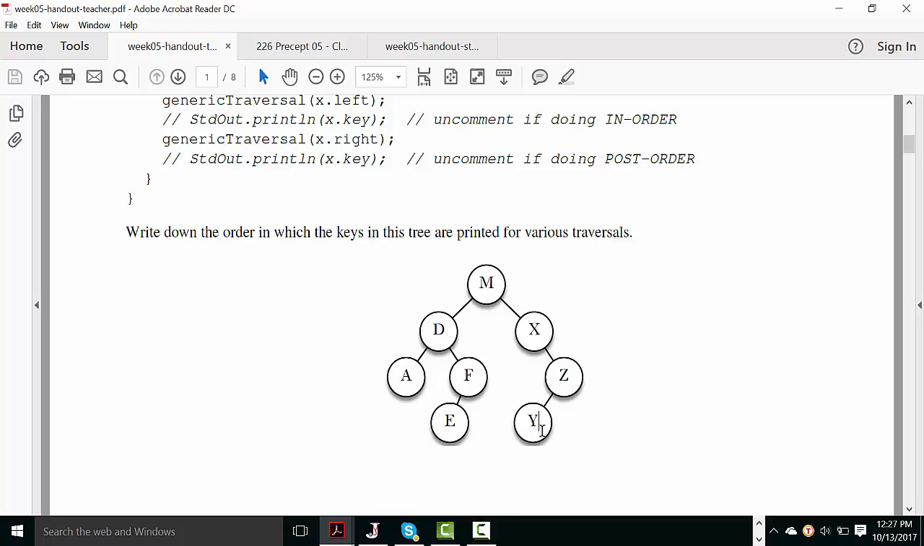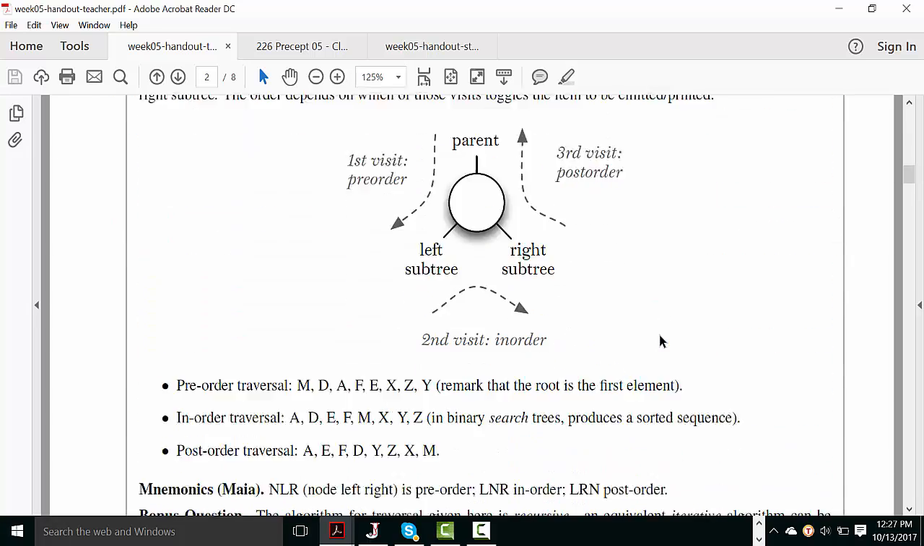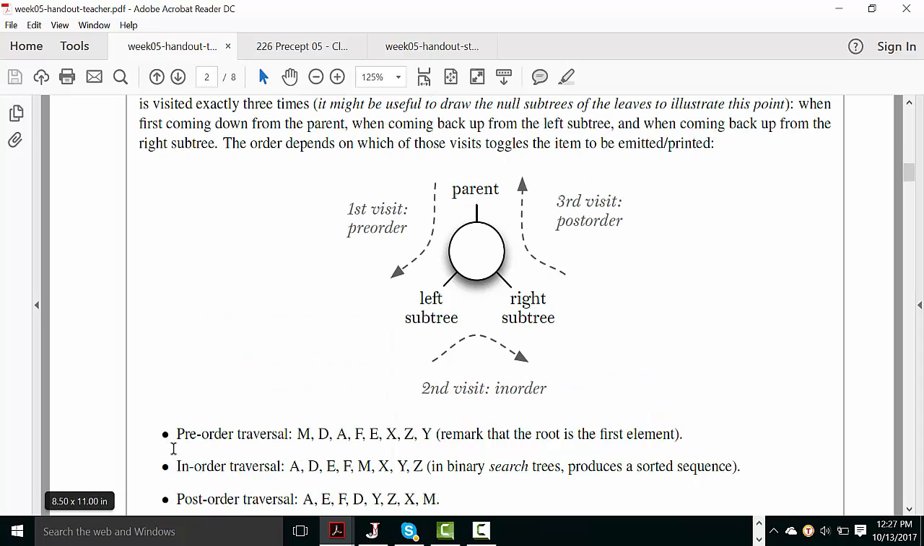So it would be Y, there's no right, so it'll be Z. And then you process X and M. So the order of the nodes in the post-order are going to be A, E, F, D, Y, Z, X, M. All right, so if you want to make a note of the answers, they are given here. So you can pause the video and make a note of these answers.